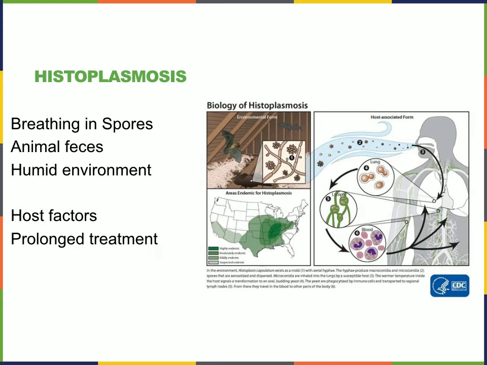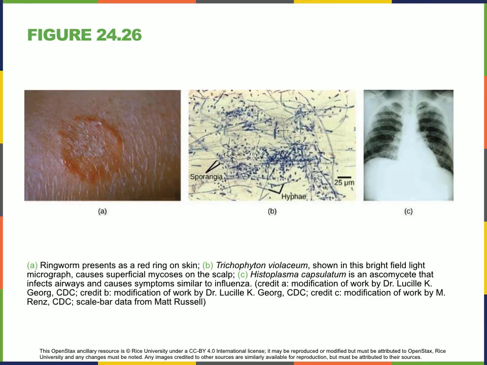And you can see the map there that shows the lower Mississippi Valley and Ohio River Valley are where this is most common in the United States. Histoplasmosis, like most fungal infections, is difficult to treat. Okay, there's lots of other ones as well. Ringworm you may have heard of. It's not caused by a worm. It's a fungal infection that often produces ring-shaped lesions in the skin. There you can see Trichophyton that causes mycoses of the scalp, and there you see a histoplasmosis on an X-ray of the lungs.